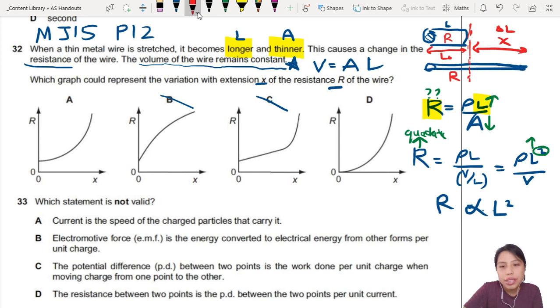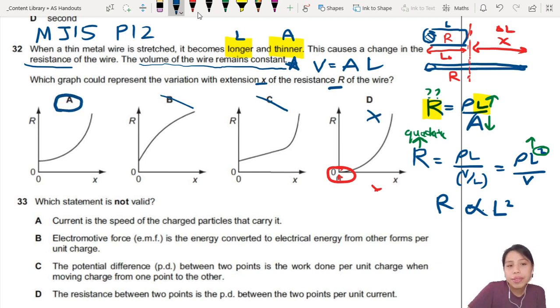So you see, this one, cannot be. It says when you didn't extend means 0 resistance. 0 resistance? No such thing. Okay, so this one is out. That leaves us with A, which is quadratic shape, yes. But also, when the extension is 0, you already have some initial resistance before you stretch it. That's more like it.